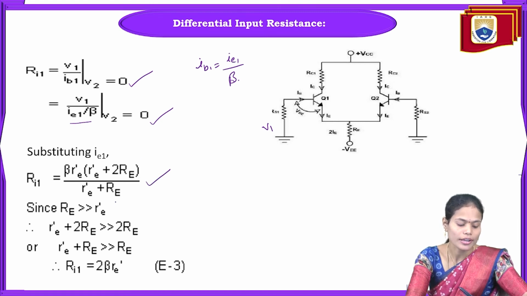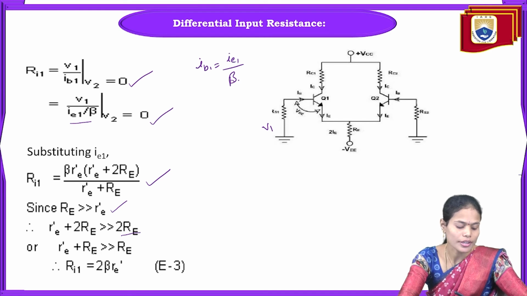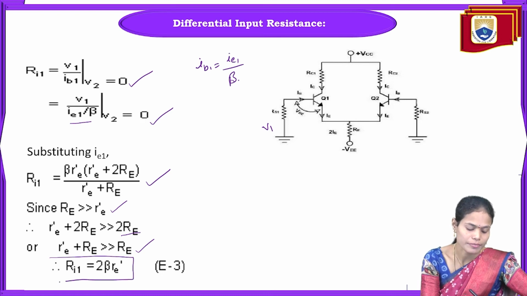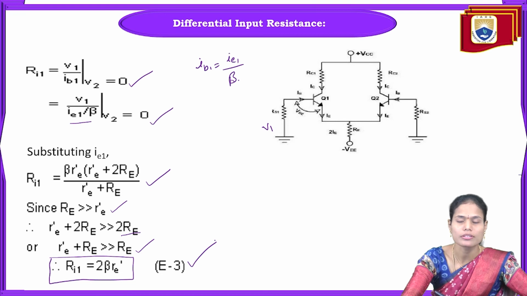And in this case, again, the RE resistance is very, very high compared to the RE dash resistance. So we can write that RE dash plus 2RE is far greater than 2RE, or else RE dash plus RE is RE, because these two will get cancelled. So the input resistance Ri1 of this dual input balanced output differential amplifier is 2 times beta into RE dash. This one we are taking as the third equation.